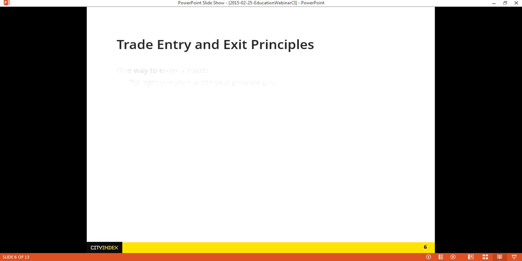Okay, so the trade entry and exit principles, and I apologize if you've seen this before, but one way to enter a trade is in the right direction at the best possible price. It sounds like it's not really saying anything, right? And you could say that it's not really saying anything, but in actuality it is. Now, what exactly does that mean? Well, the right direction is in the direction of the momentum of the market.